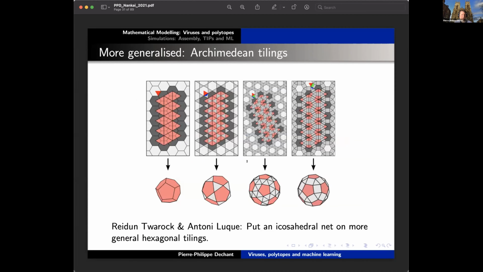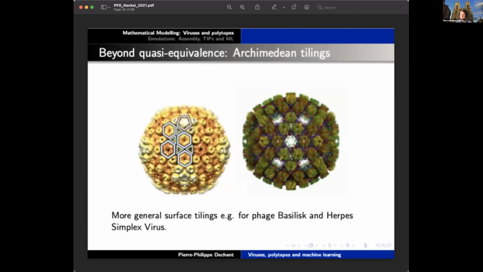So just to say, you can also decorate the hexagonal lattice a bit more and put an icosahedral net on that and get other more complicated icosahedral tilings that way. And they are actually a better description of the herpes simplex virus that I mentioned earlier. There were sort of some triangular gaps in there that we glossed over, and the hexamers are in slightly different orientations, so allowing these more general Archimedean tilings are necessary for the current experimental resolution that we have.